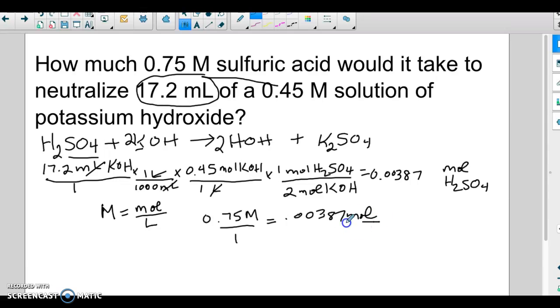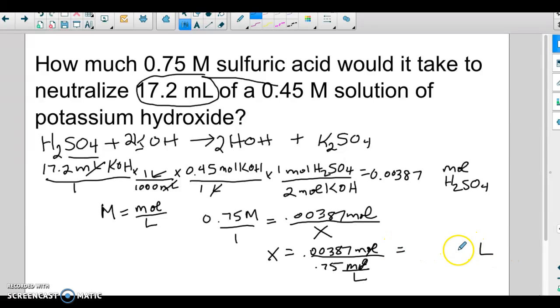Moles. And then this is my X down here, which is my liters. So when I solve it, I'm going to be taking the moles over the molarity. And molarity is moles per liter. You can see the moles cancel. You'll end up with liters. And then the math, what do we get?